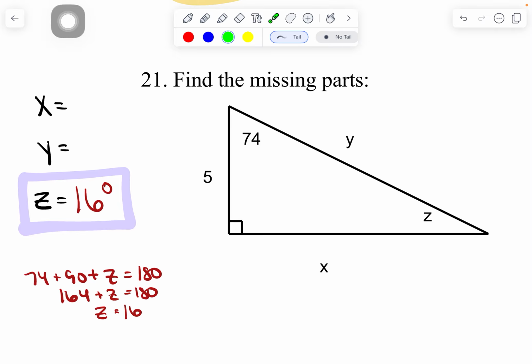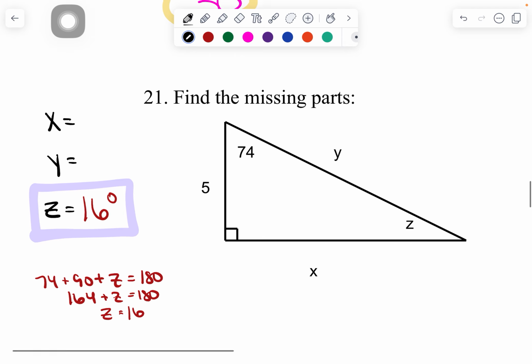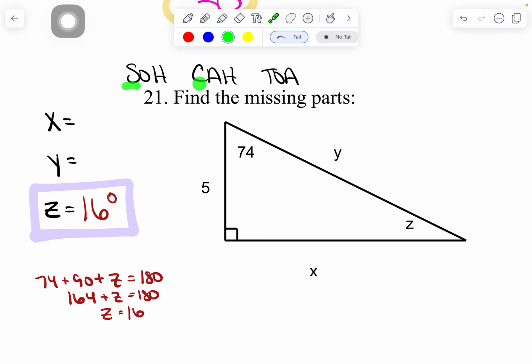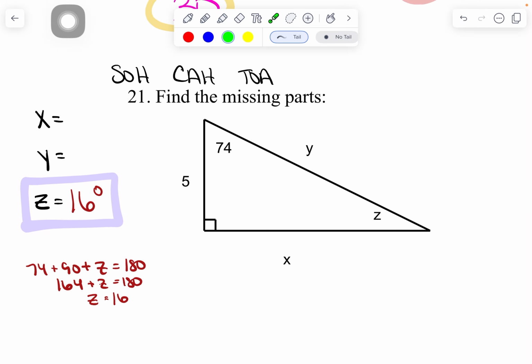Now let's talk sides. What we're going to do here is apply SOHCAHTOA. Remember, SOHCAHTOA is our little mnemonic device, and this is going to help us remember the ratios for sine, cosine, and tangent. We can use either the 74-degree angle or angle Z, which we figured out to be 16. I'm going to use the one that's given to me, the 74-degree angle. So that's going to be my reference angle.